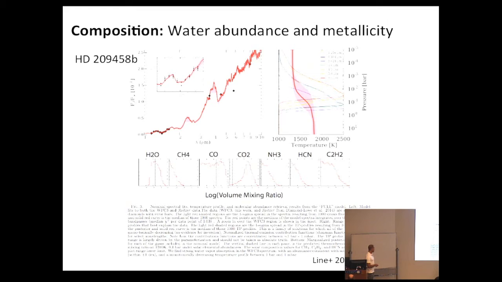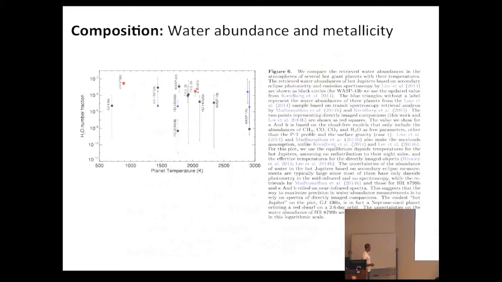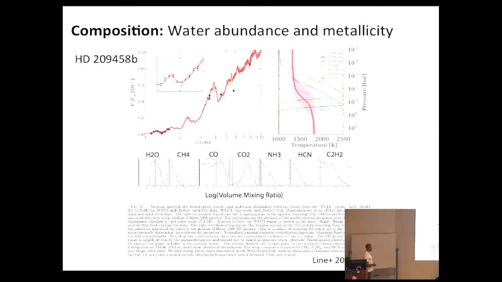This is the expectation for a solar composition gas. And so you can see that our derived water abundance from the emission spectrum is also consistent with solar and not indicative of subsolar water abundance. So this is, you know, for the specific planet of HD 209458b showing probably not subsolar water abundances and consistent with this picture of WASP-43.